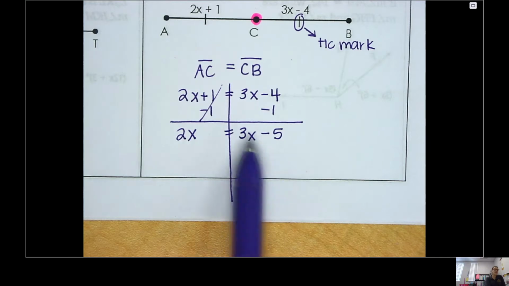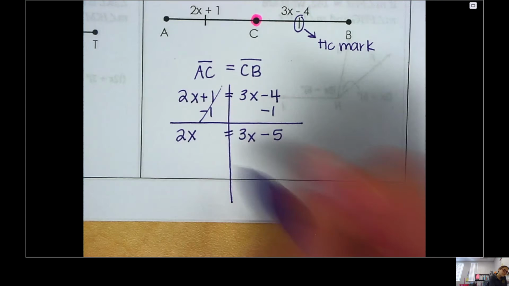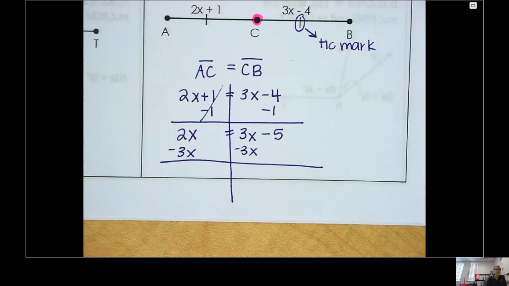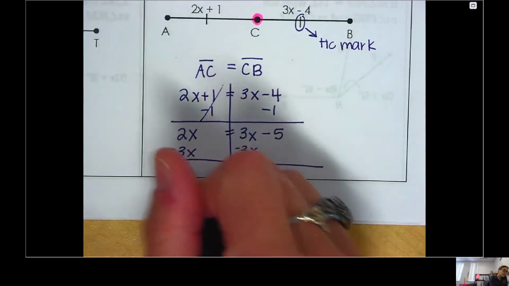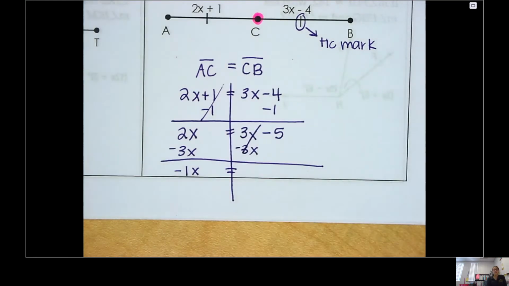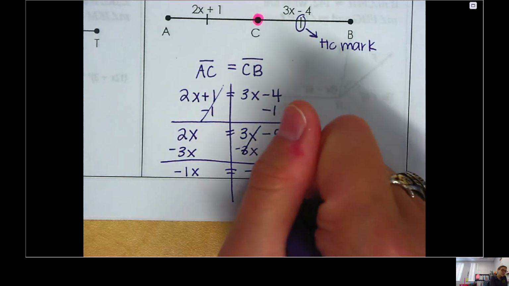All right, how do I move the 3x over to the other side? Subtract it. Now, what is 2x minus 3x? -1x. Which you can write as -x, yep. I put the 1. And then I bring down my -5. You're still not done.